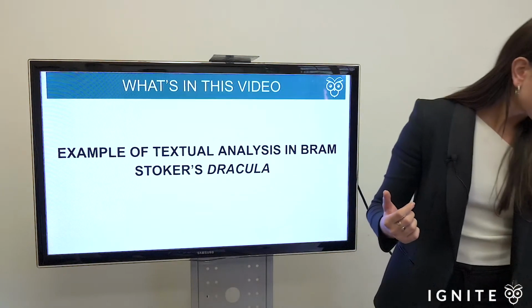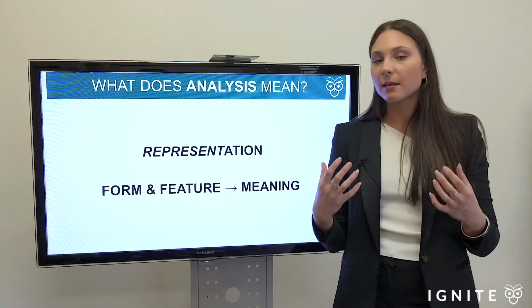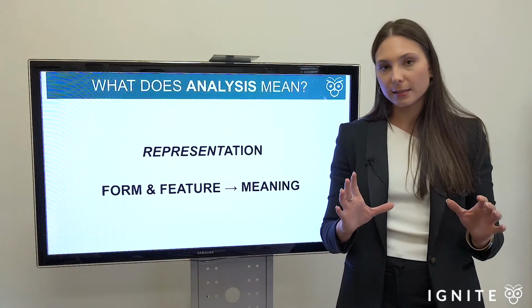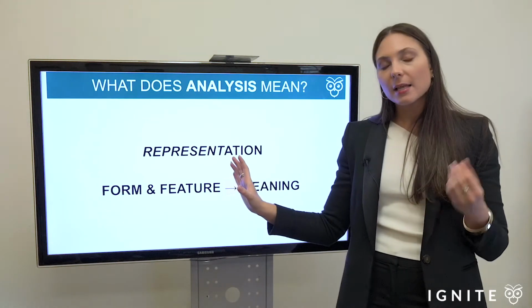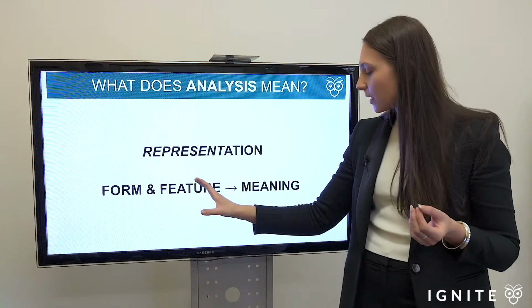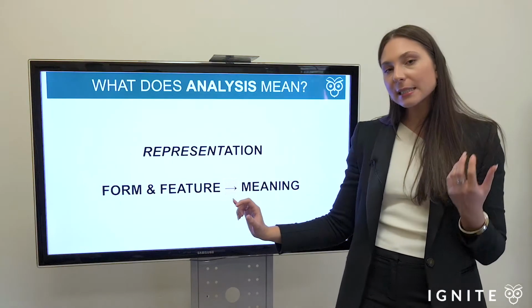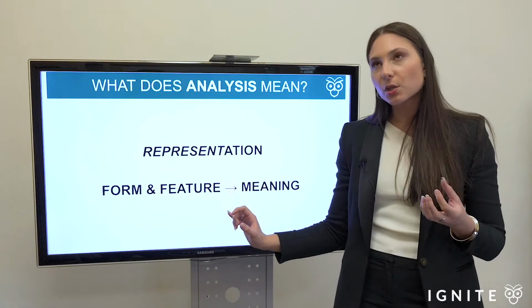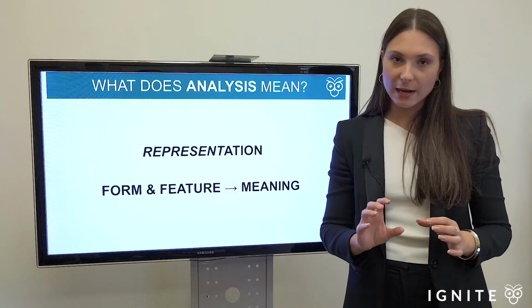Okay, so when we're thinking about texts and we're looking at how ideas are conveyed in text, we're really asking ourselves, how is representation functioning in that text? Now, what that means is how has the composer used form and feature to convey meaning? Now, I've highlighted this arrow here because I'm trying to illustrate that as a student, you can't just simply assert that meaning has been conveyed in the text.